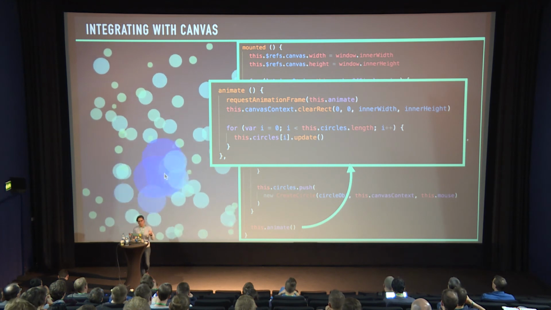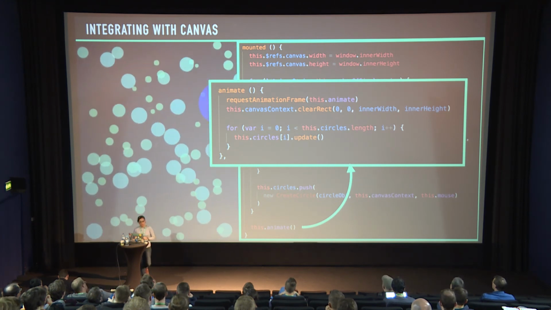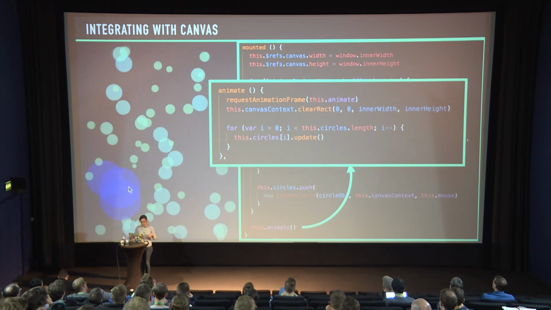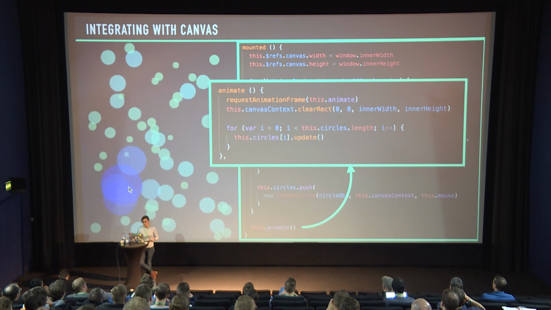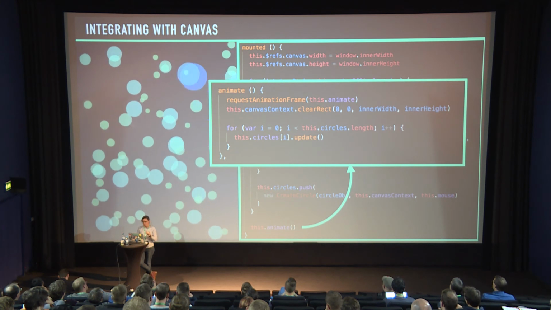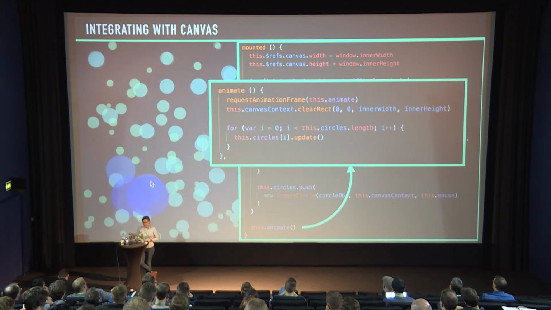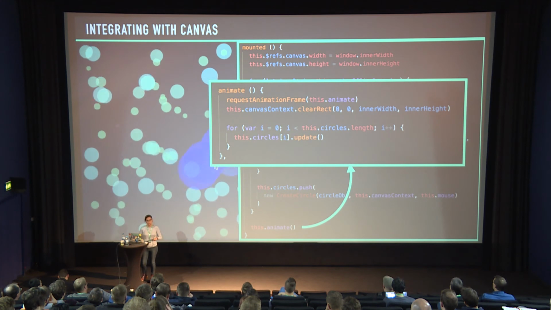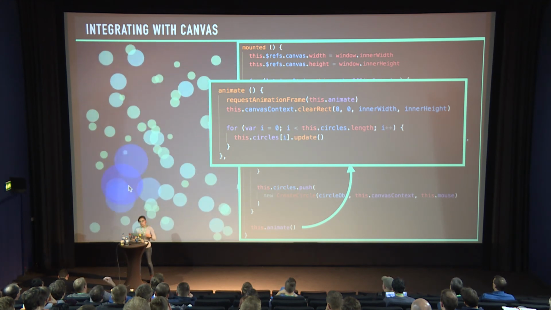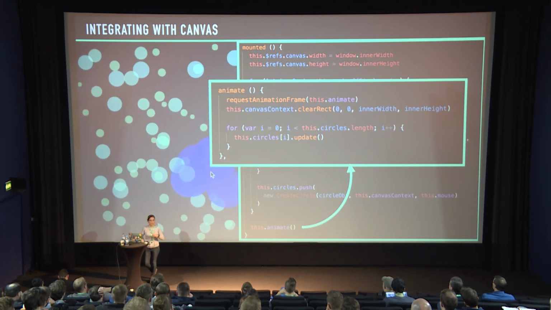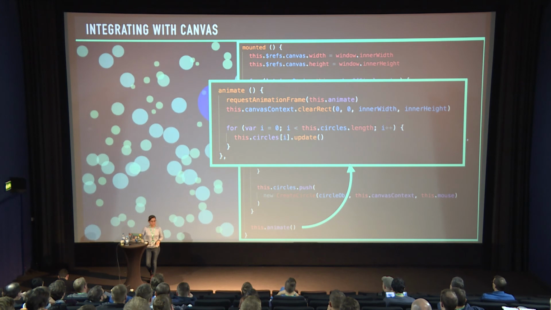At the end of our mounted hook, you can see that we call this animate method, and this is the method that makes it all happen. The animate method first calls request animation frame, passing itself as a callback to be invoked before the next repaint. We then clear the whole canvas, and then we call the update method of each one of the circles in our array. So it looks like a movie, but it's not. We're actually erasing everything at each frame and painting it again on the next position.